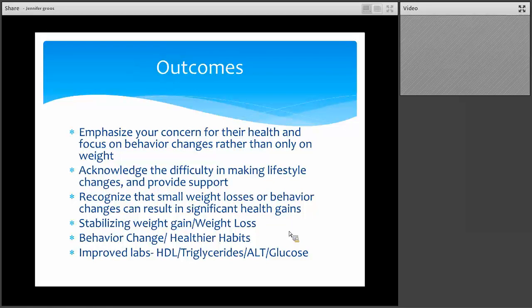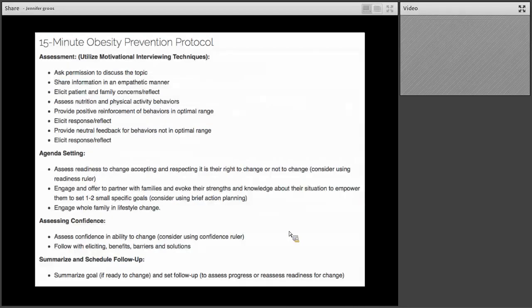Acknowledging that it's very difficult in our current environment to make lifestyle changes and provide support along that pathway. And then also recognizing that small weight losses or behavior changes can result in significant health gains. So we know that in the adult population, for many patients, it's really difficult if their BMI falls within that elevated range to move that BMI out of that range. But we know 10% weight loss, even though they're still in that increased risk zone, that alone can decrease diabetes risk in those populations. So focusing on behavior change and small gains as being important for health gains.